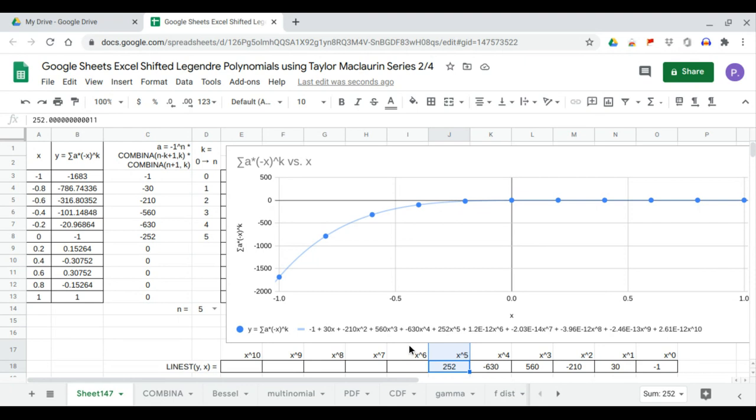This completes the use of Taylor-Maclaurin series sum and LINEST polynomial regression to generate the shifted Legendre polynomials using the COMBINA function.